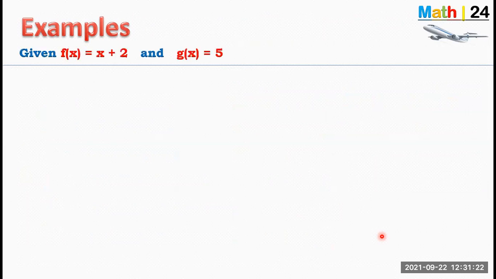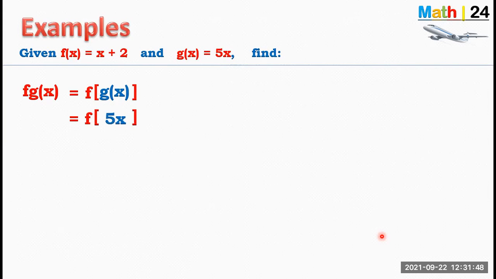Given f of x equals x plus 2 and g of x equals 5x, find the following. Find f of g of x, which is equal to, so this gives us in the function f, substitute g. So I'm going to have f of g of x. I'll replace g of x by its value there. That gives me f of 5x, right? Now in the function f, wherever I see x, I'll replace the x by 5x rather. So this gives us 5x plus 2. That's the composite function.